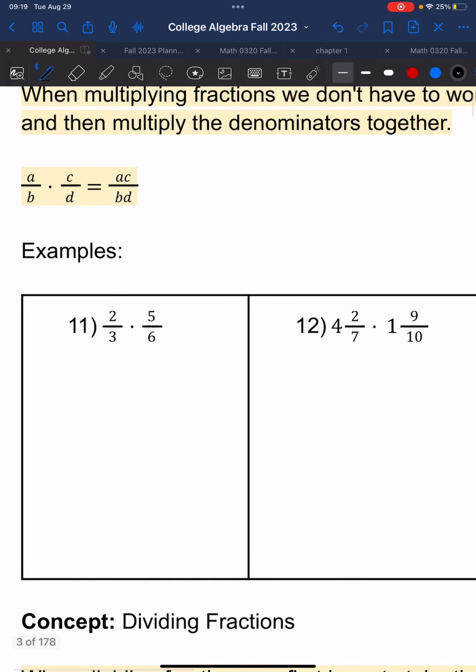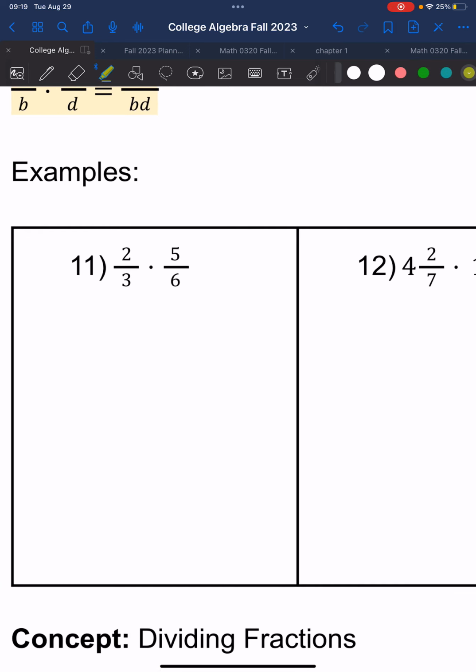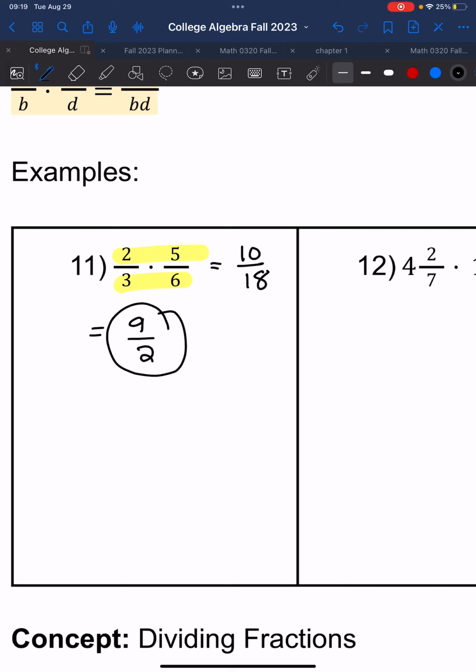So let's look at some examples here. So again, we're multiplying. So I'm going to multiply the top across. 2 times 5 gives me 10. And then I'm going to multiply the bottoms across. 3 times 6 gives me 18. I can reduce this by dividing both the top and bottom by 2. So 10 over 18 turns into 9 over 2. Okay.